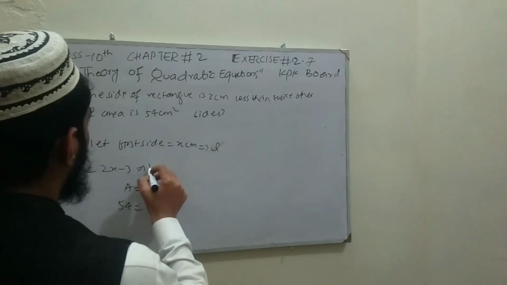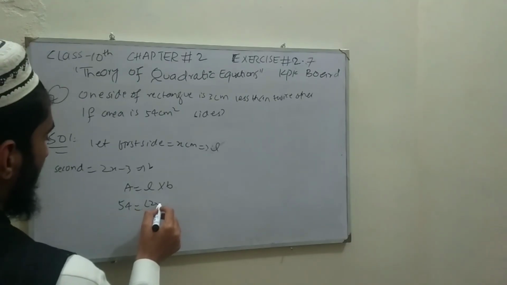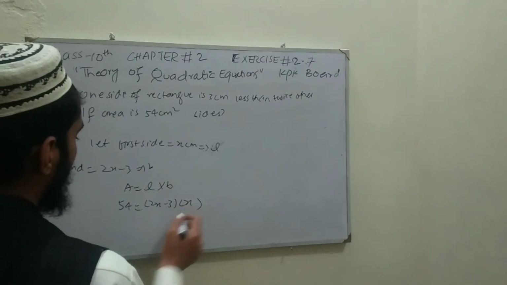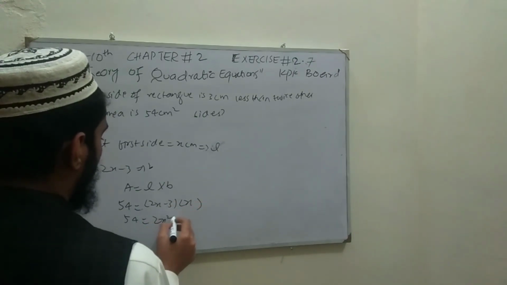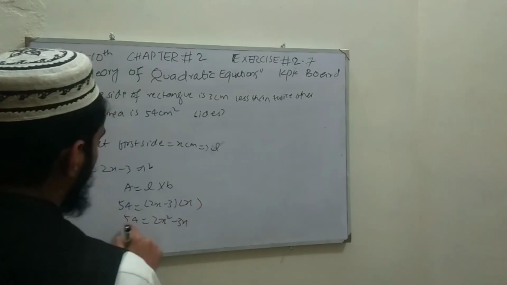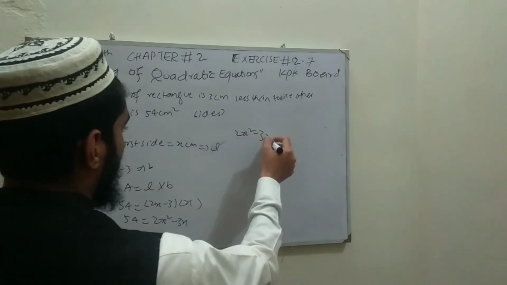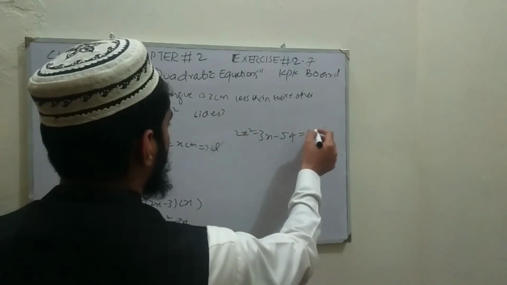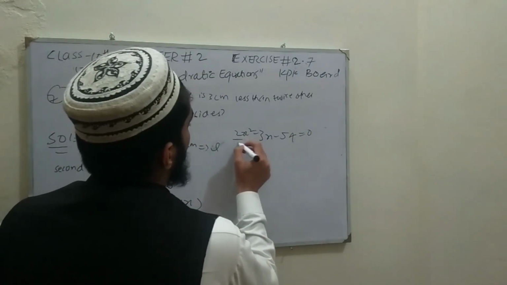So putting the L and B here, 2x minus 3 multiply x, so 54 is equal to 2x multiply x gives us 2x square, 3 multiply x gives us minus 3x. Shift 54 to the right hand side becomes 2x square minus 3x minus 54 is equal to 0. Using the completing the square method, divide the whole equation with 2.